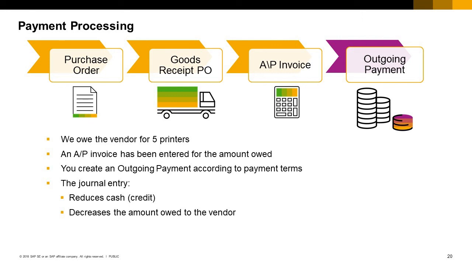Let us return to our business case. We owe our vendor for the 5 printers that we ordered and received. When we received the vendor's invoice, we entered an AP invoice for the amount owed. Now it is time to create an outgoing payment based on the payment terms for the vendor. When the payment is entered, the system triggers the payment to the vendor and creates a journal entry to record the payment. The journal entry reduces cash and decreases the amount that we owe to the vendor.